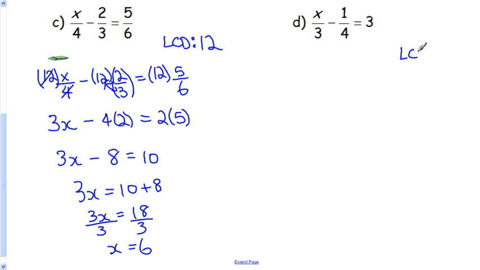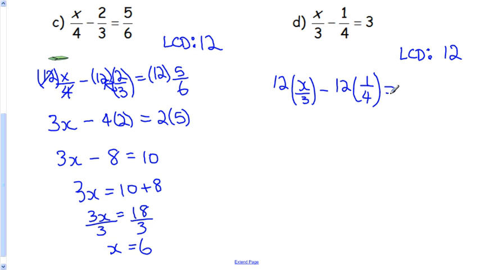Here we have an LCD. Again, we want to find an LCD, but now it's only between two numbers, so it's a bit easier. Again, the LCD here is 12, the LCD of 3 and 4. So we're going to multiply every term by 12. So we have 12 times x over 3 minus 12 times 1 over 4. And even though this is not a fraction, you still have to multiply it by 12. So 12 times 3. You have to multiply that 12 by everything, or you're breaking a mathematical rule.